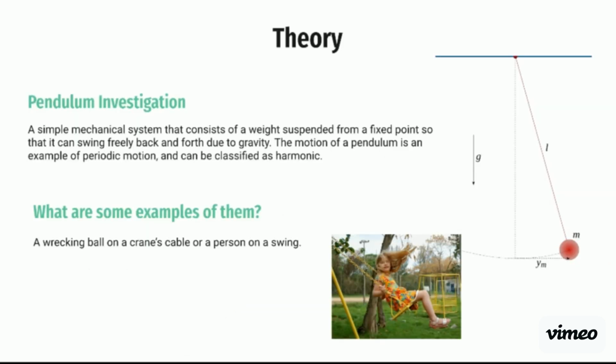For this lab, we will encounter the concepts of a pendulum, gravity, gravitational acceleration, and Newton's first law of motion. So a pendulum is a simple mechanical system that consists of a weight suspended from a fixed point so that it can swing freely back and forth due to gravity. The motion of a pendulum is an example of periodic motion and can be classified as harmonic motion.